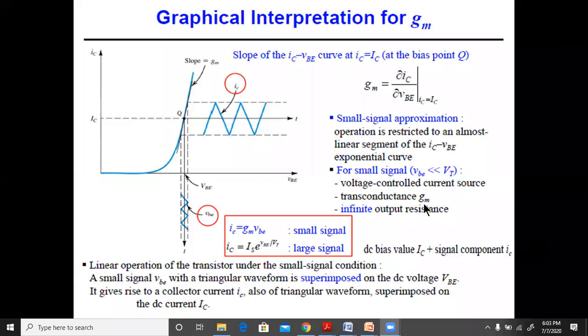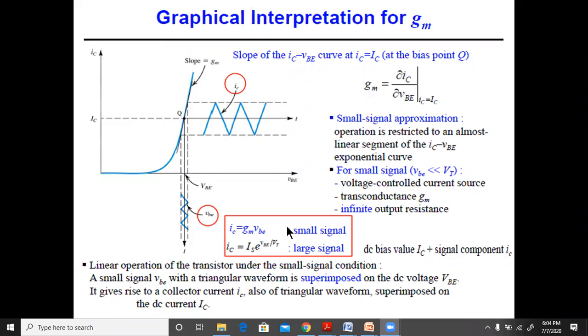But this is the region which corresponds to the active region. So for small signal we have already written v_be should be very much less than V_T. That means V_T is 25 millivolts, so v_be should be less than 25 millivolts. Then only the small signal operation will be effective. Otherwise, we cannot say that. So under small signal conditions, this is equal to g_m v_be.